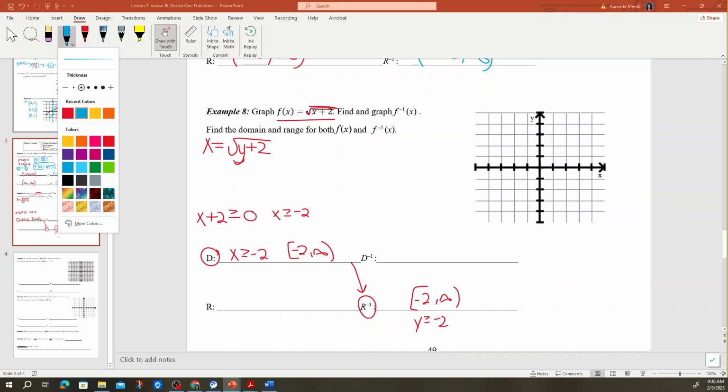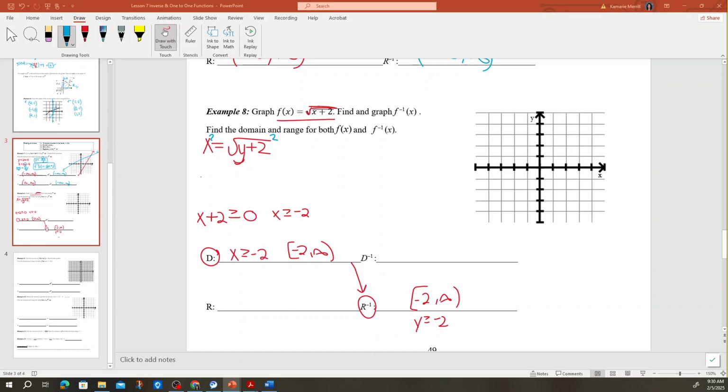What do I have to get rid of? I do have to get rid of a square root by squaring both sides. Then what? Subtract the 2. So y is equal to x squared minus 2. So f inverse is x squared minus 2. So that's our inverse.